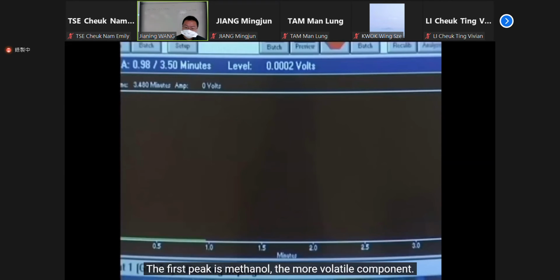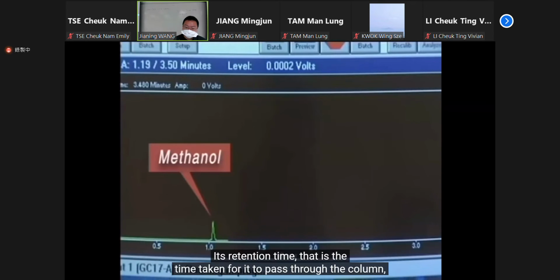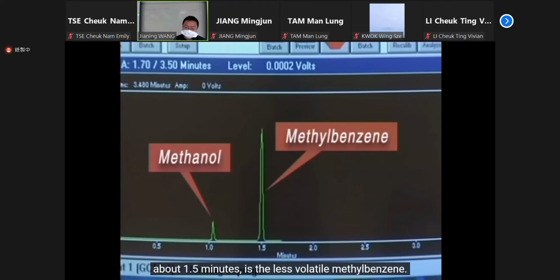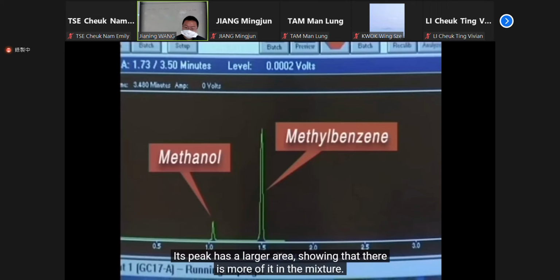The first peak is methanol, the more volatile component. Its retention time, that is the time taken for it to pass through the column, is about 1 minute. The second peak, with a retention time of about 1.5 minutes, is the less volatile methylbenzene. Its peak has a larger area, showing that there is more of it in the mixture.